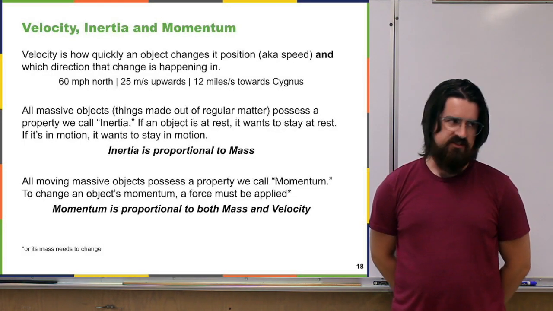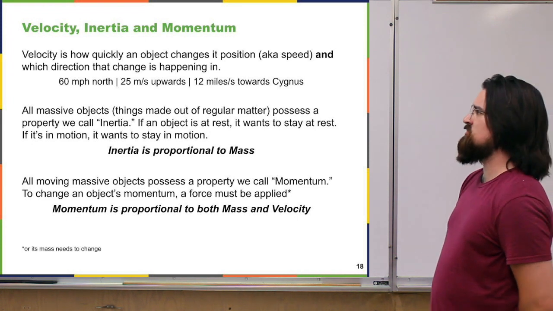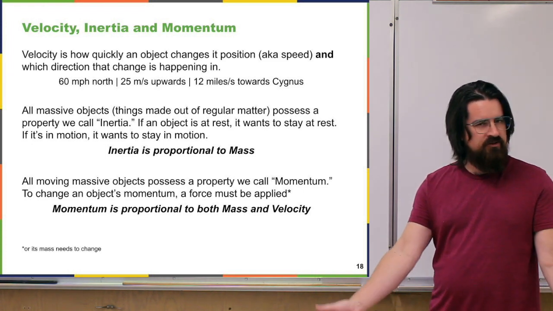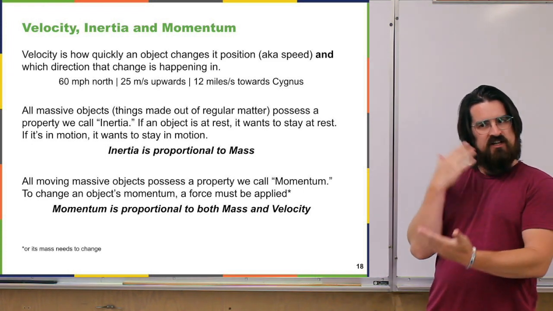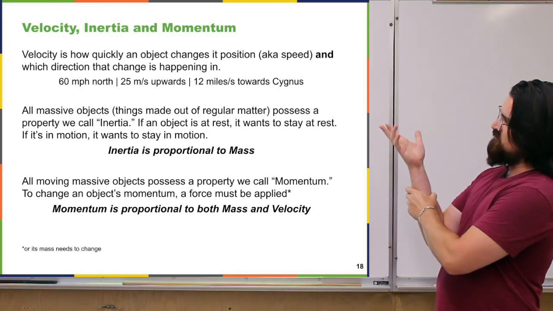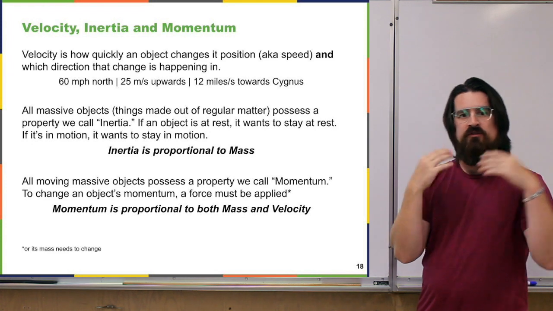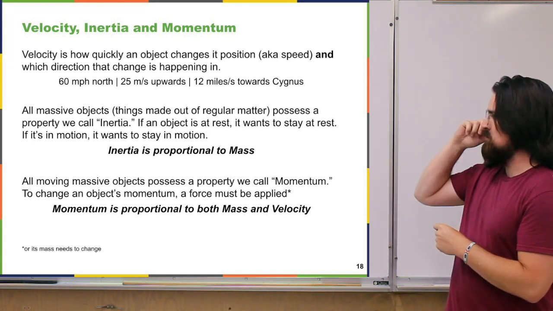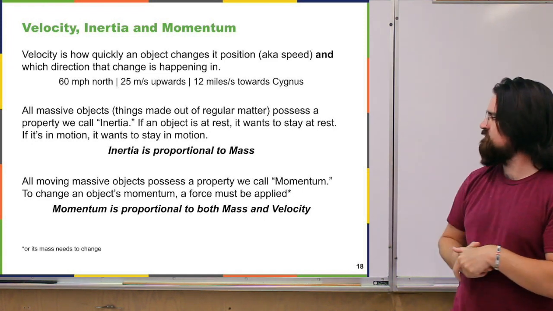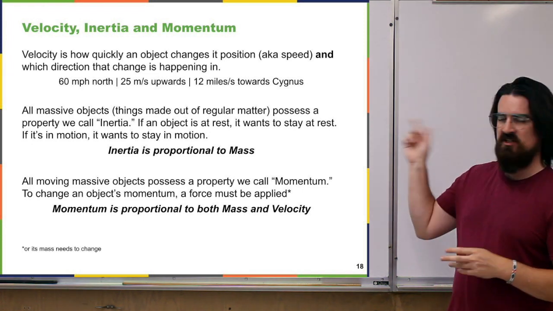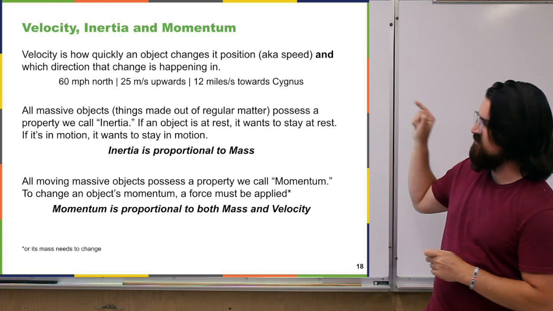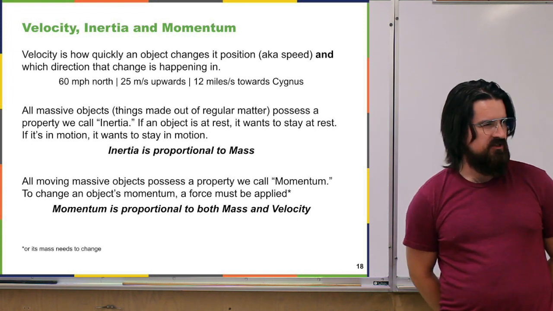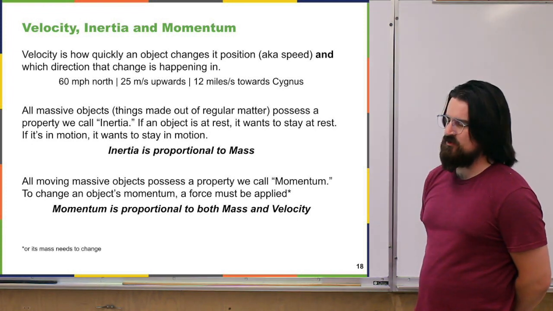So a couple of other properties we're going to need as we go along in this course are velocity, inertia, and momentum. Velocity, you're probably fairly familiar with. Velocity is essentially the speed of an object and the direction that object moves. Some examples of velocity: 60 miles per hour north, right? 60 miles per hour is a speed. If I add in which direction it's going, now it's a velocity. 25 meters per second upwards. 12 miles per second towards the constellation Cygnus. I threw that one in because that is roughly the speed that our solar system is traveling through the galaxy.